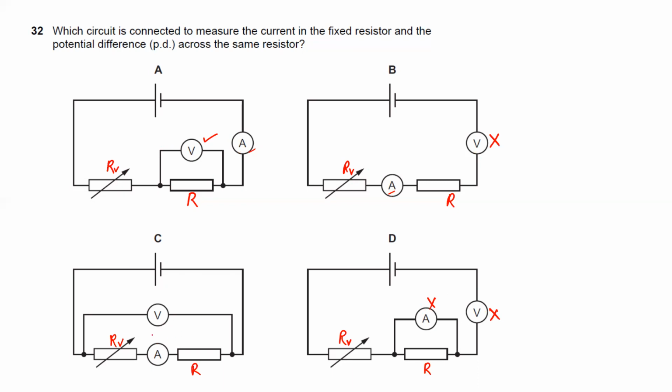Here we are basically measuring the voltage that appears across both the variable resistance and the fixed resistor, and the current across the fixed resistor can be measured with the ammeter. So this is only partially correct. So answer A is our right choice. Remember, the voltmeter must be connected across the component for which we want to measure the potential difference, and the ammeter must be connected in series.